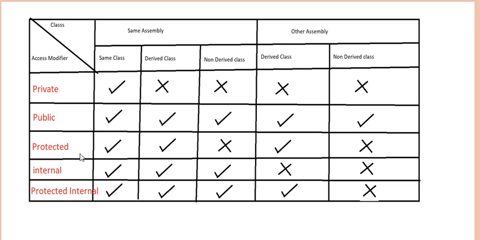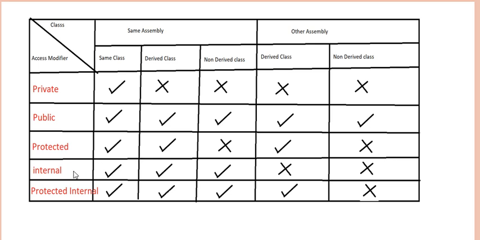And the third one is protected. With protected, in the same assembly, the same class I am able to access, and inherited classes I am able to access, but non-derived classes it is not accessible. And in other assemblies, only inherited classes, that means derived classes, I am able to access. Non-derived classes we are not able to access.